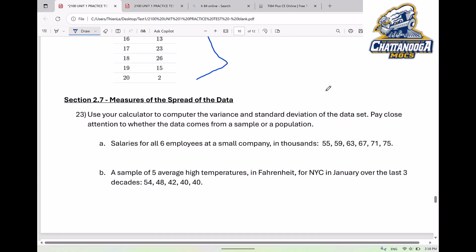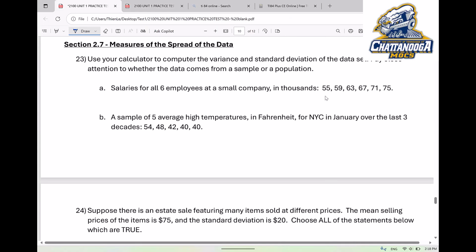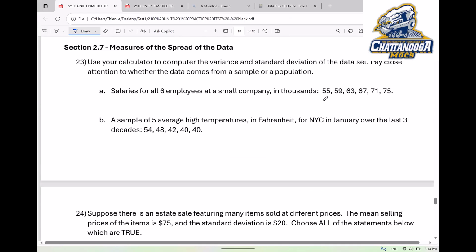Measure the spread of the data, Section 2.7. Okay, we're almost there. Use your calculator to compute the variance and standard deviation of the data set. Pay close attention to whether the data come from a sample or a population. Here they say salary for all 6 employees, which means they talk about a population. In thousands. So use the calculator. So you need the population variance.